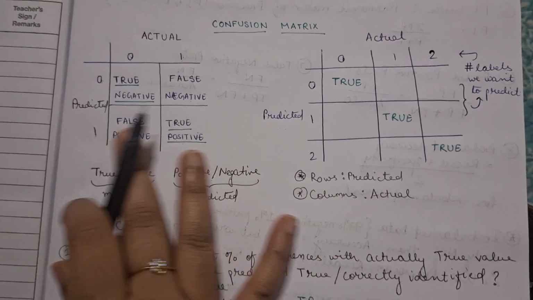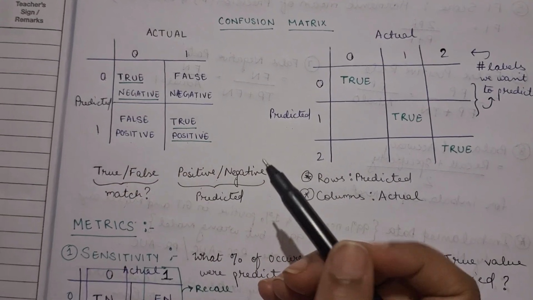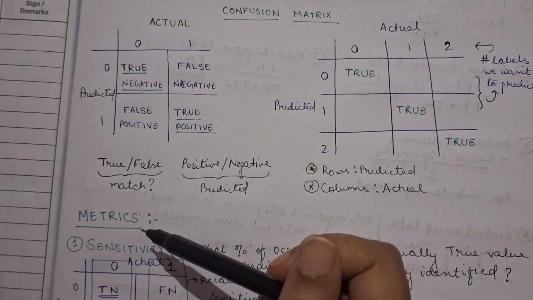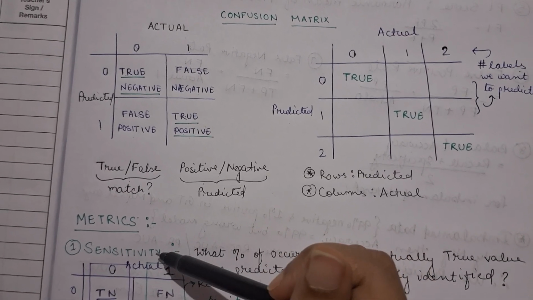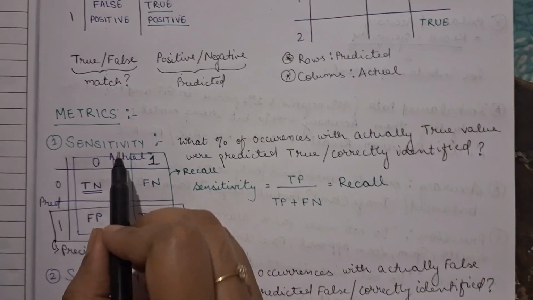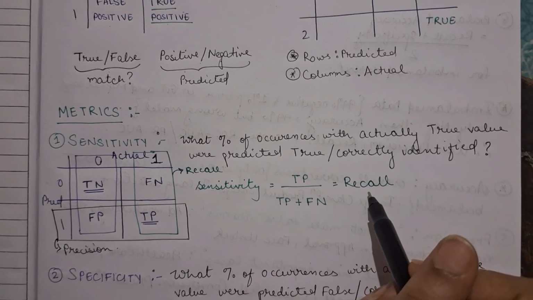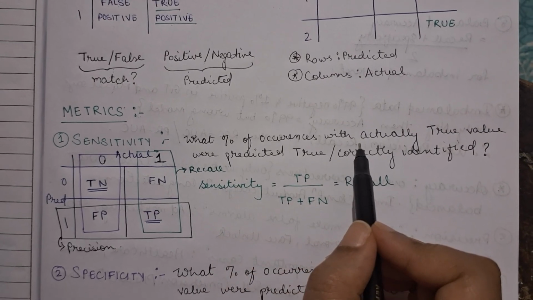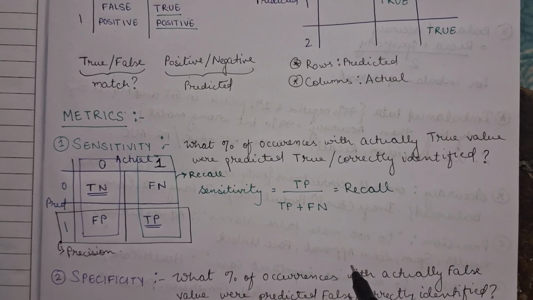Now let's see how we can understand what conclusions to draw from this confusion matrix. There are some metrics, and according to the problem statement that we are solving, we will know which metric we need to use. So let's see, the first metric is sensitivity, often called recall. Now what is sensitivity? It means what percentage of occurrences with actually true values were predicted true or correctly identified.